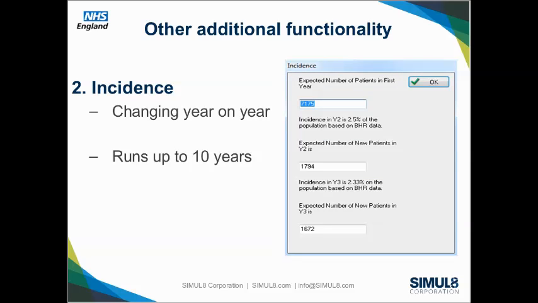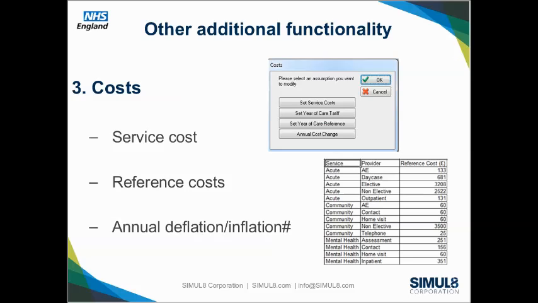That's what we've been, the data's already in there. So if you haven't been able to measure your likely incidence of the patients in the cohort you've chosen, then you might want to use BHR data as a proxy. But you can also put in your own incidence. Thanks, Julie. Next slide.